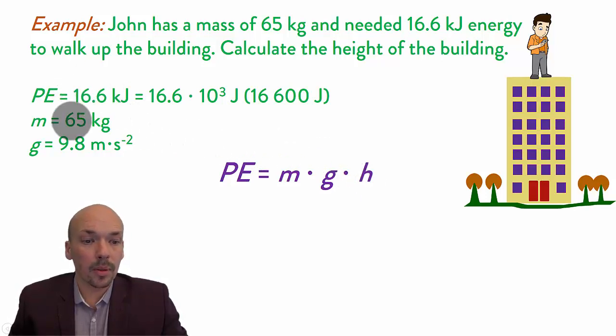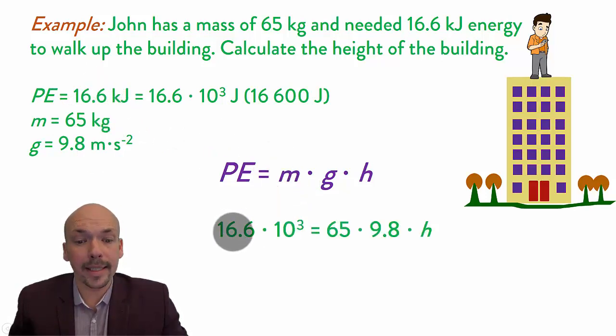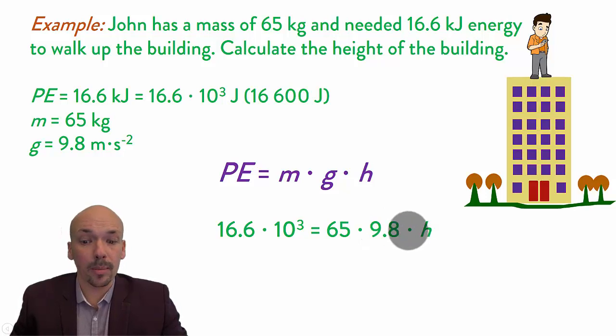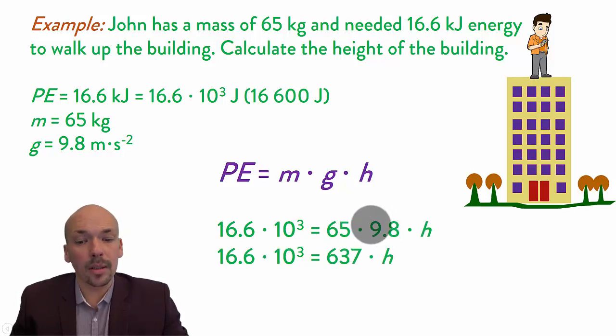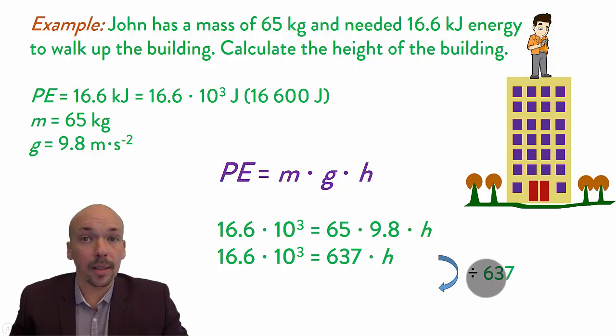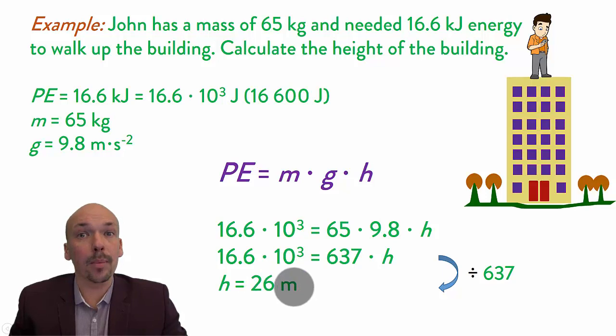So we can put all the information in which we already have here. So 16.6 multiplied by 1,000 equals 65 multiplied by 9.8 multiplied by h. So this is the unknown one. This we can put into our calculator, and it will look like this. It's together 637. Now we divide both sides by 637, and we have the height of 26 meters. Very important, the meters here. So he has a height of 26 meters.